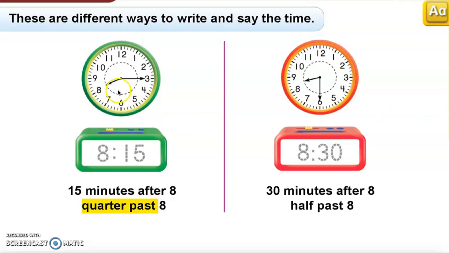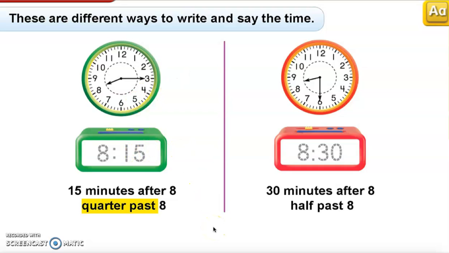So let's look at this clock for a second. The hour hand is pointing to the 8 and the long minute hand is pointing to the 3. So we know, based on being able to tell time on a clock, that this clock is showing 8:15 because that hour hand is pointing to the 8 and the minute hand is pointing to the 3, which shows 5, 10, 15 minutes past 8. Right? So we know that both clocks are showing 8:15.